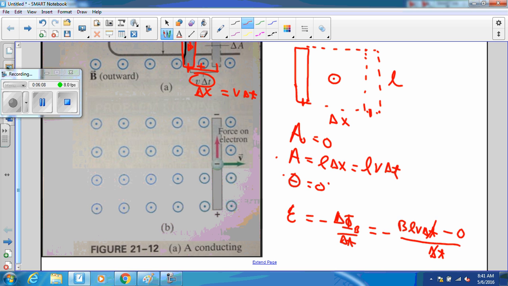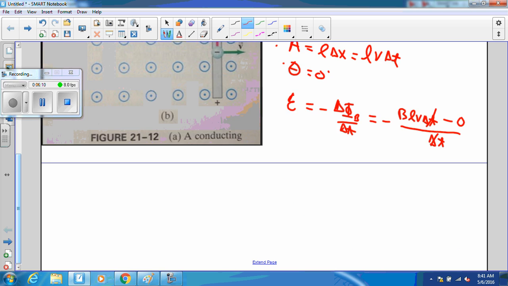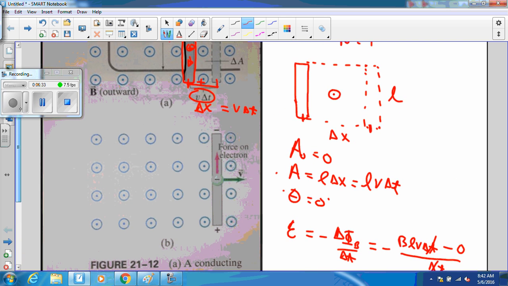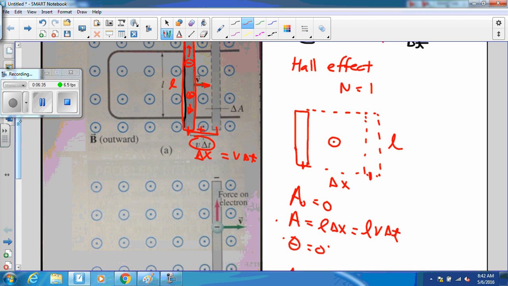And would you look at that? The delta T's cancel out here, so that I get negative BLV. Now, usually we ignore the negative sign because we're only interested in the magnitude of that EMF that's generated. So we would usually write the equation like this: E is equal to BLV. And if we want to determine plus or minus signs, where the charge is going to be concentrated, then we are going to use our right-hand rule to do that, or really the left-hand rule.